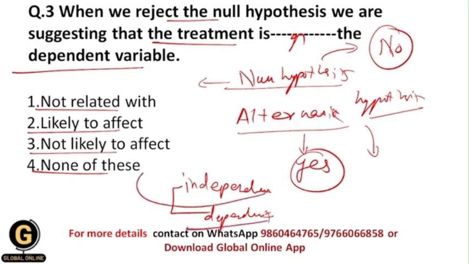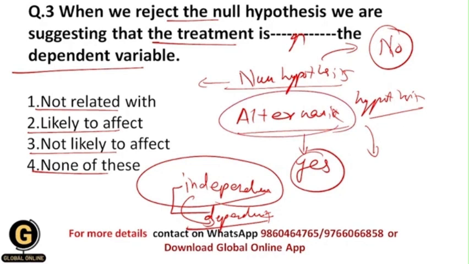So whenever we alter the values of independent variables, then obviously it will affect the values of the dependent variable. That's why whenever we reject the null hypothesis, we are going to accept the alternative hypothesis, and that suggests that the treatment is affecting the dependent variable. So your correct answer should be 2, that is likely to affect the dependent variable.